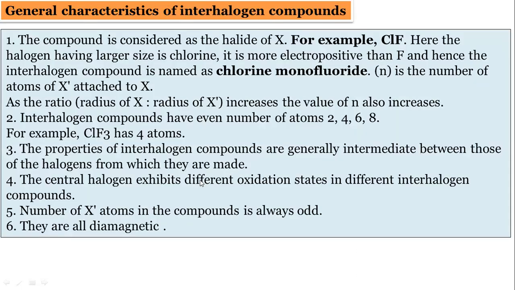Then the general characteristics of interhalogen compounds. First characteristic: the compounds are considered as halides of X. For example, ClF. Here one halogen, chlorine, has the larger size and fluorine has the smaller size. Then, as the ratio of the radius of X and the radius of X' increases, the value of the electronegativity difference also increases.